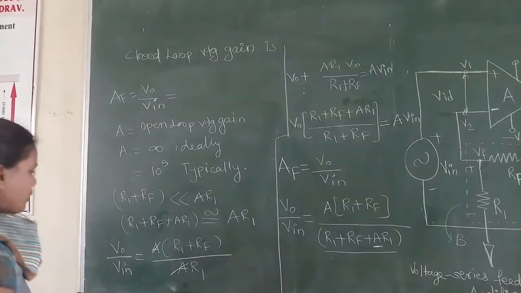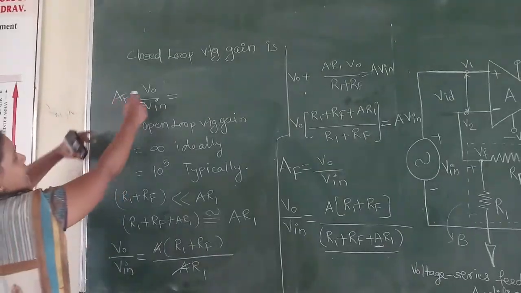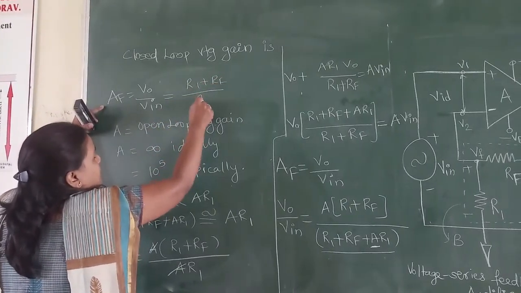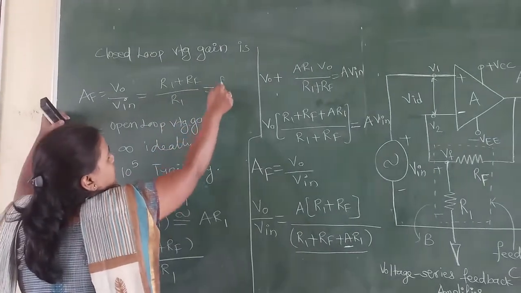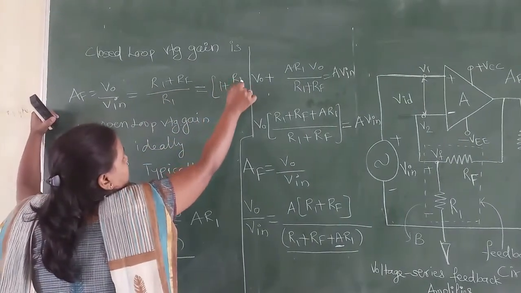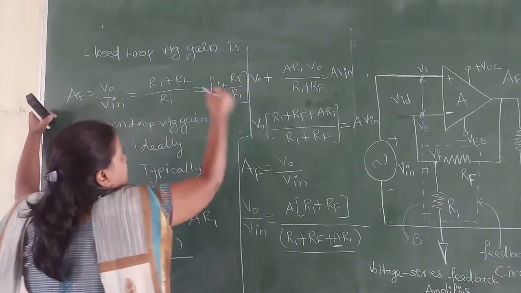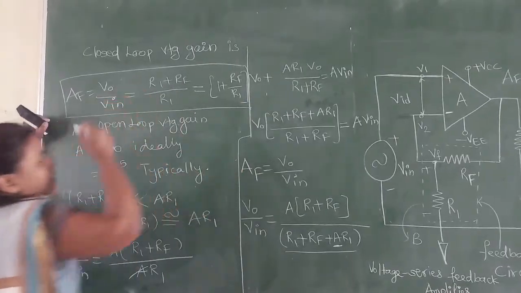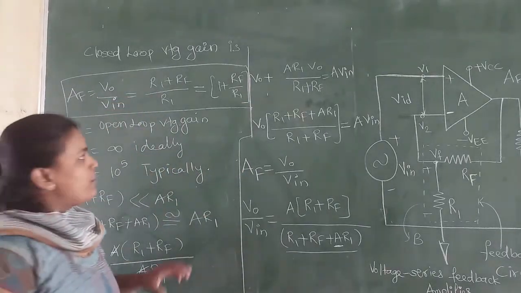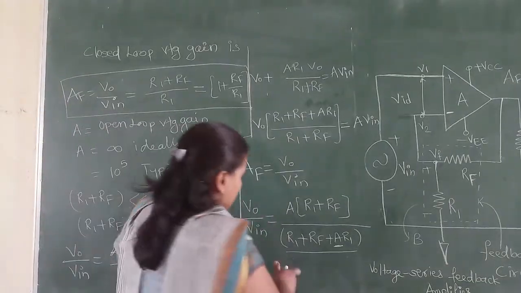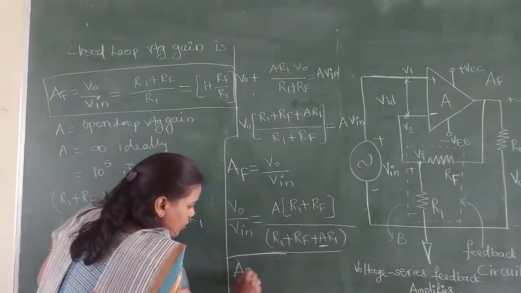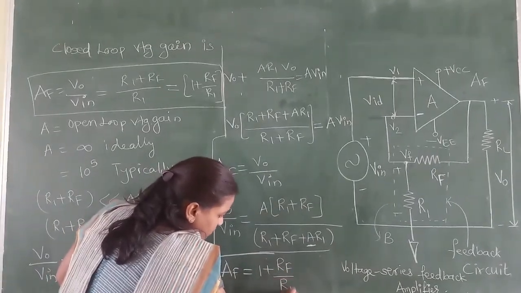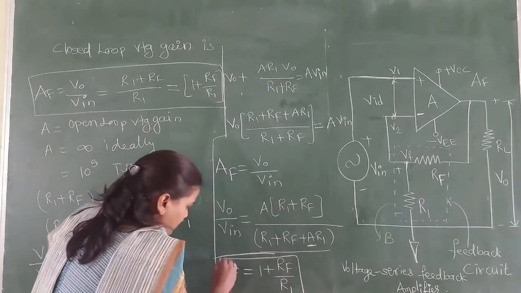So what is my AF? AF is equal to R1 plus Rf divided by R1, or it can be written as 1 plus Rf divided by R1, and this is the required closed loop voltage gain for the voltage series feedback amplifier. So we'll highlight here: my AF for the non-inverting amplifier with feedback is 1 plus Rf divided by R1.